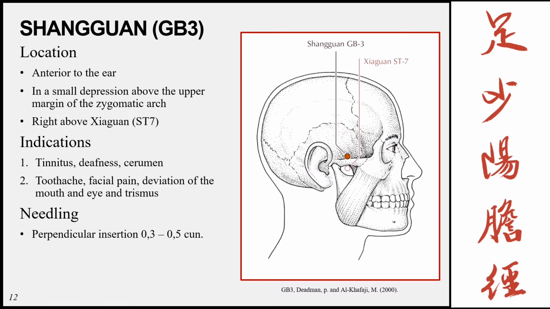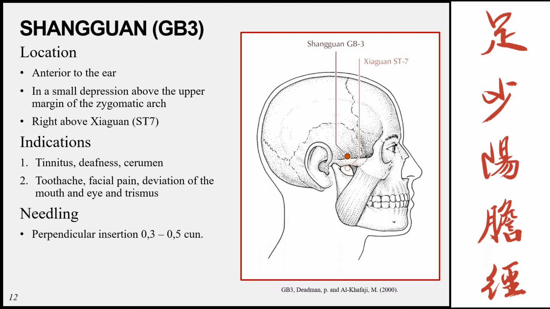The next point is Shangguan, GB3. This point is located anterior to the ear in a small depression above the margin of the zygomatic arch. If you look at the image on the right, this is the zygomatic arch here. We already did, in the stomach meridian, Stomach 7, which was below the zygomatic arch in this depression here. So this one is directly above it, and it's level with where Stomach 7 is.